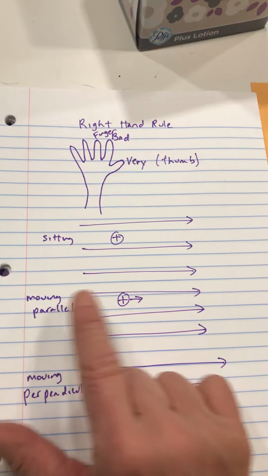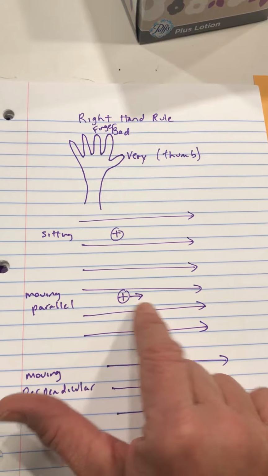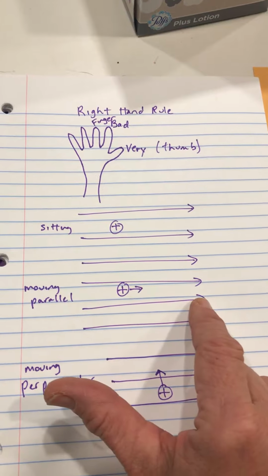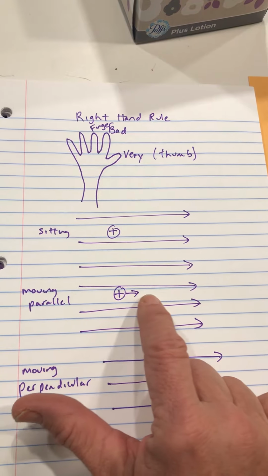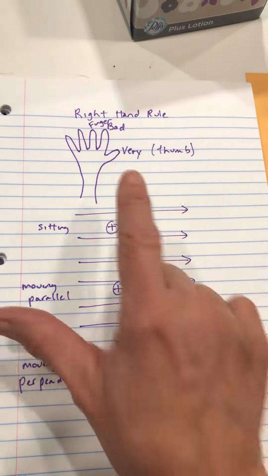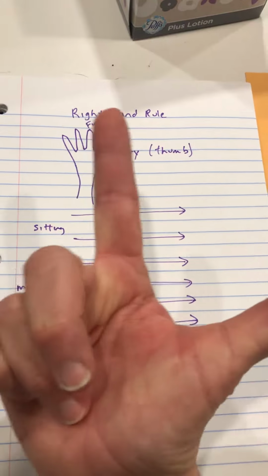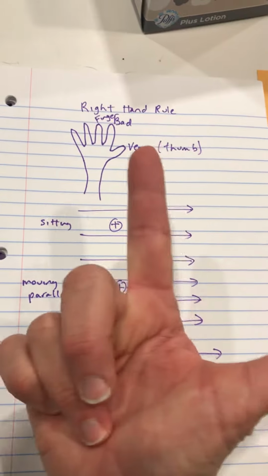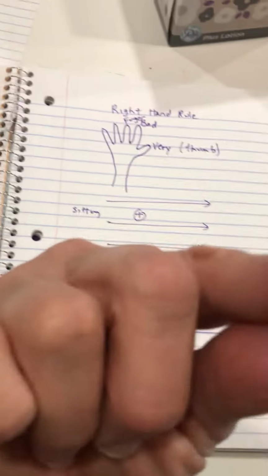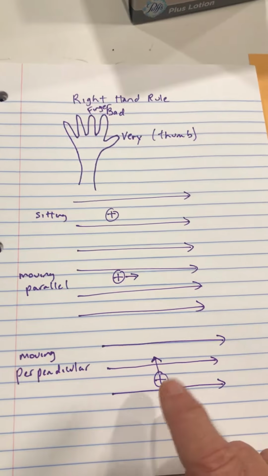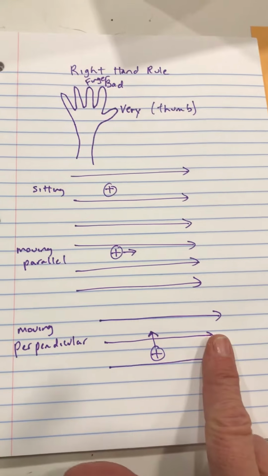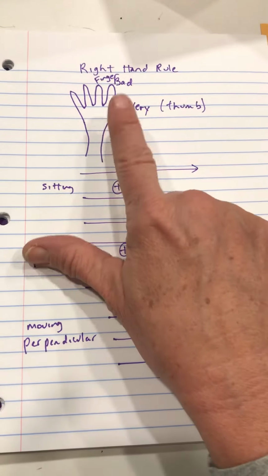If you have a charged particle moving in a magnetic field, but it's moving parallel to the magnetic field, it also will just keep moving in that direction. It will not feel a force because V and B have to be at right angles to each other. So if V and B are the same direction, there's no force. All right? But if you have a charged particle that's moving perpendicular to a magnetic field, now you have a force.